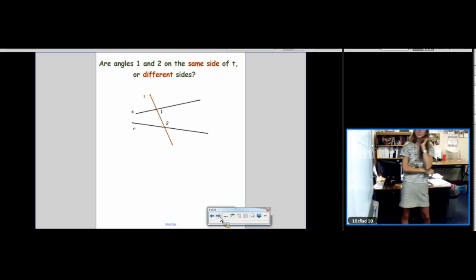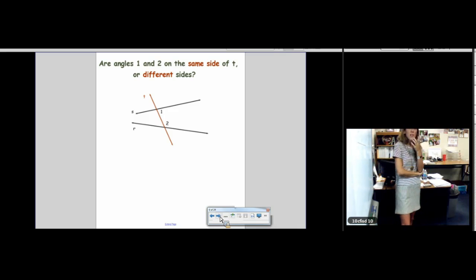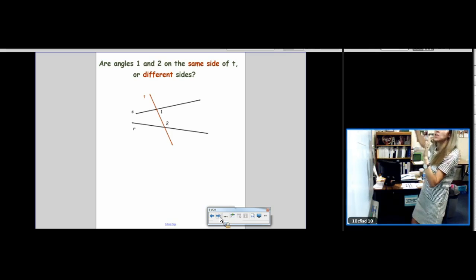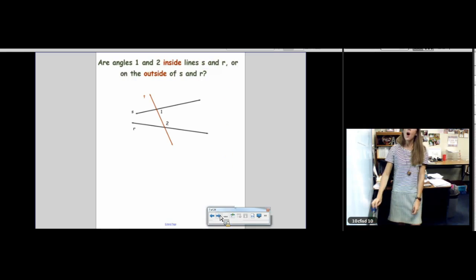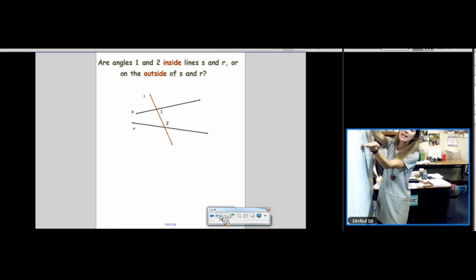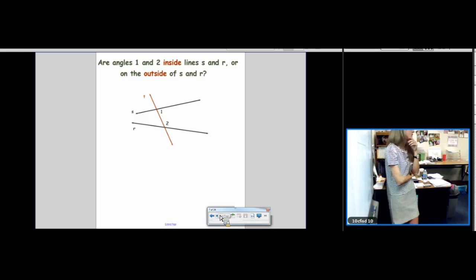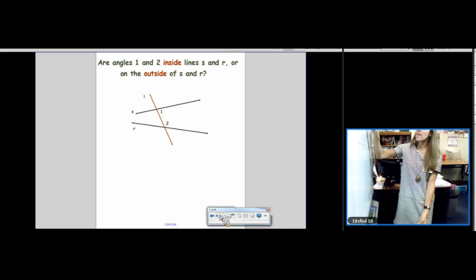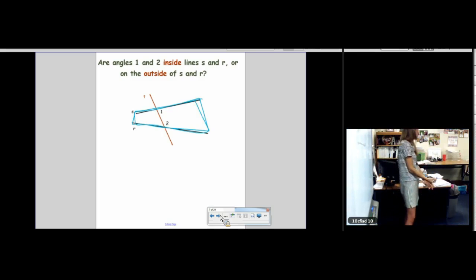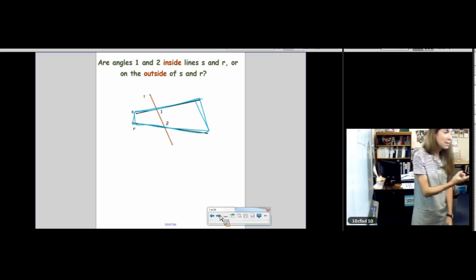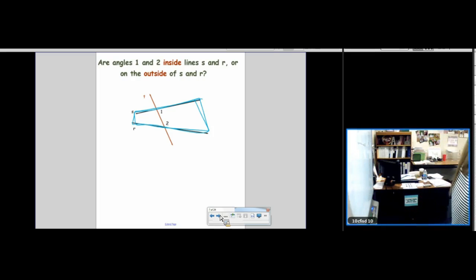All right. Let's look at these two angles. Angle 1 and angle 2. Are they on the same side of the transversal or on different sides of the transversal? They're both on the right. So they are on the same side of the transversal. Are they inside lines S and R or outside of S and R? Inside. Good. If I were to connect this and make a house, would they be inside the house or outside the house? Inside. So what did we say? They're on the same side and they're inside the two lines.